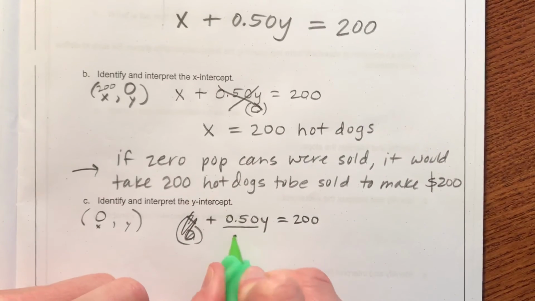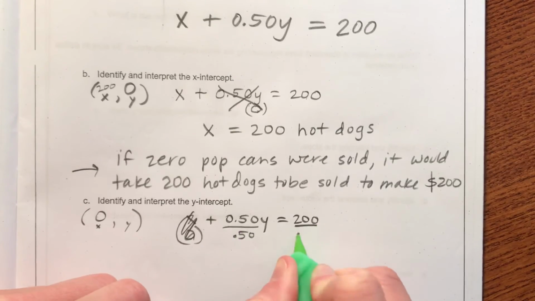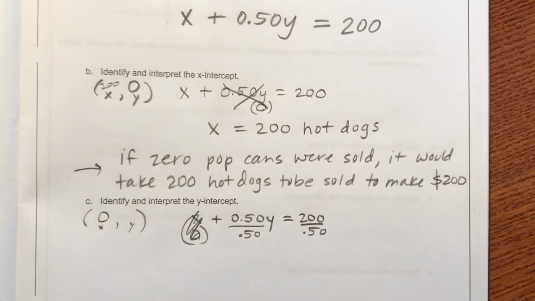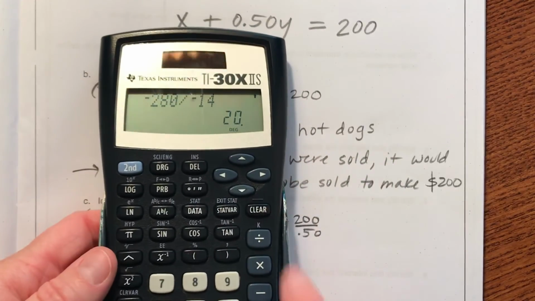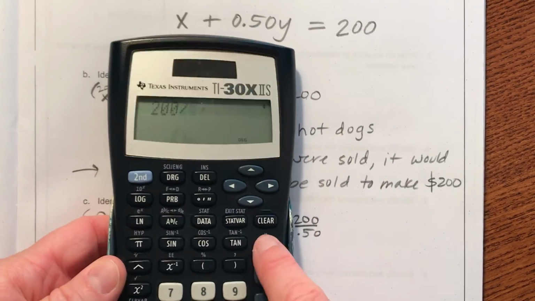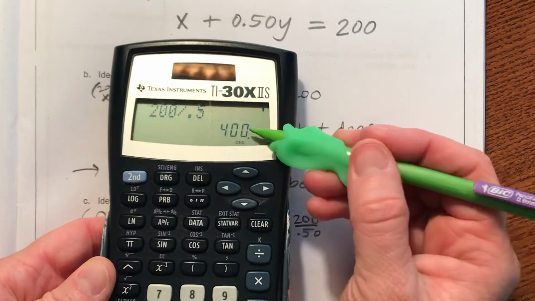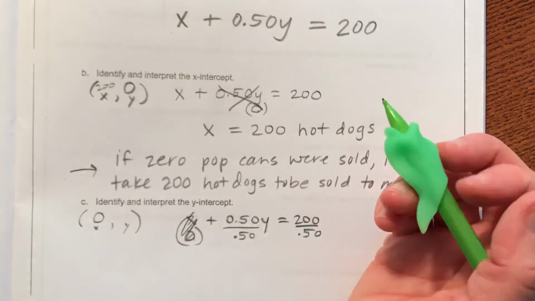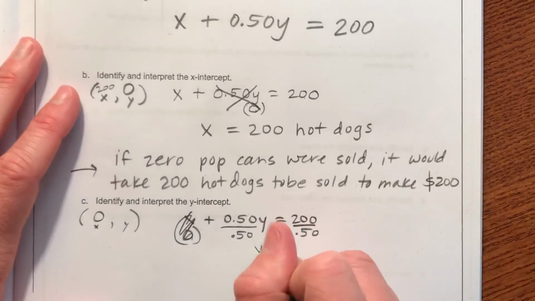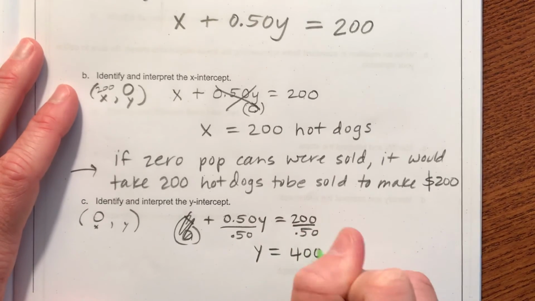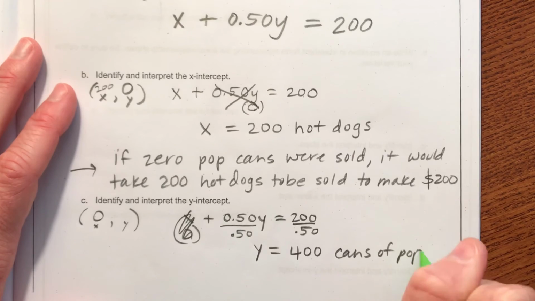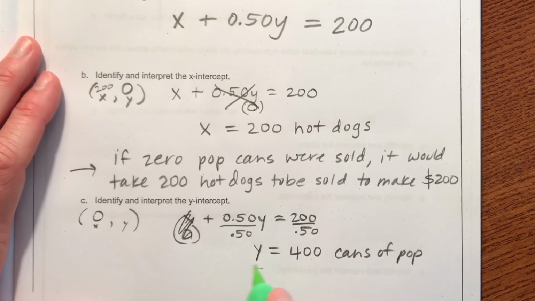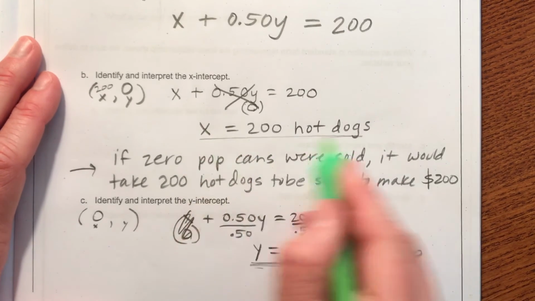Well, I need to divide by that coefficient of 0.5. So I'm going to take my calculator out, and I'm going to take 200, divide by 50 cents, and I get 400 cans of pop. So y is equal to 400 cans of pop. So I found my y-intercept, that's this here, and we found our x-intercept there.